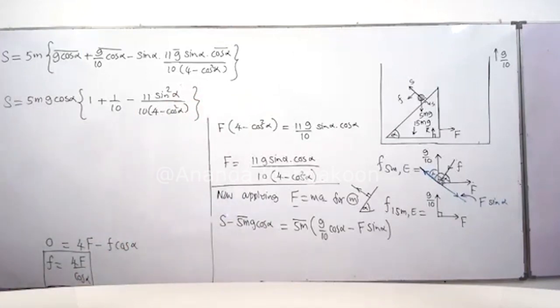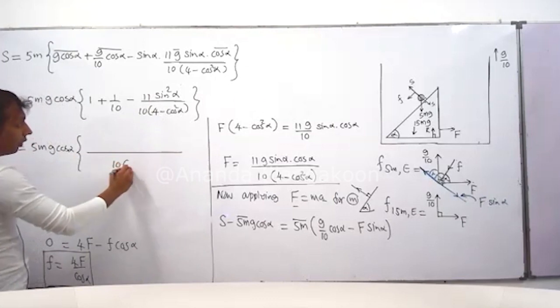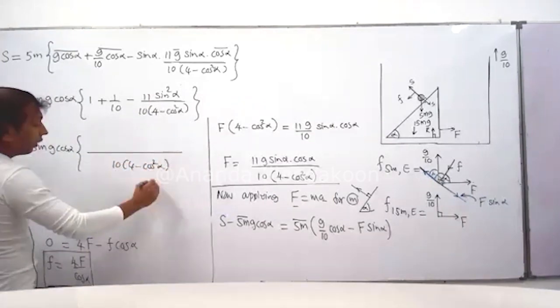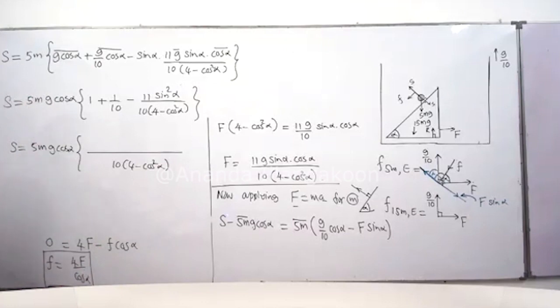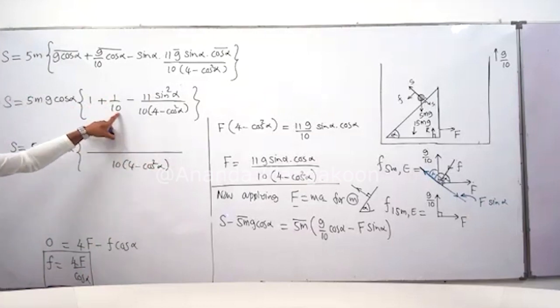Now you have to simplify this. When you simplify this, what do you get there, people? 5mg cos alpha. We'll take this as a common denominator, 10 times 4 minus cos squared alpha. Then this one should be multiplied by this. This one should be multiplied only by 4 minus cos squared alpha because 10 is already here. Then simplify this, you get this answer.